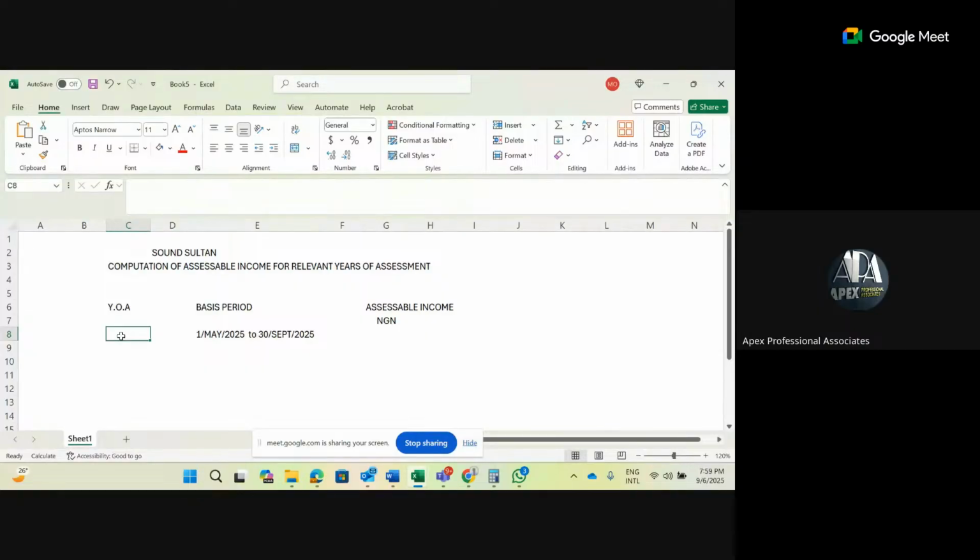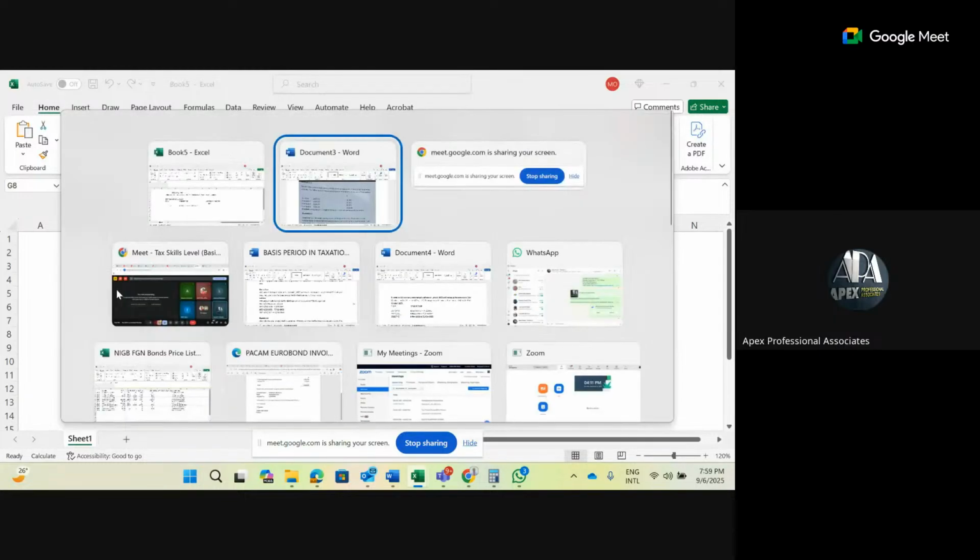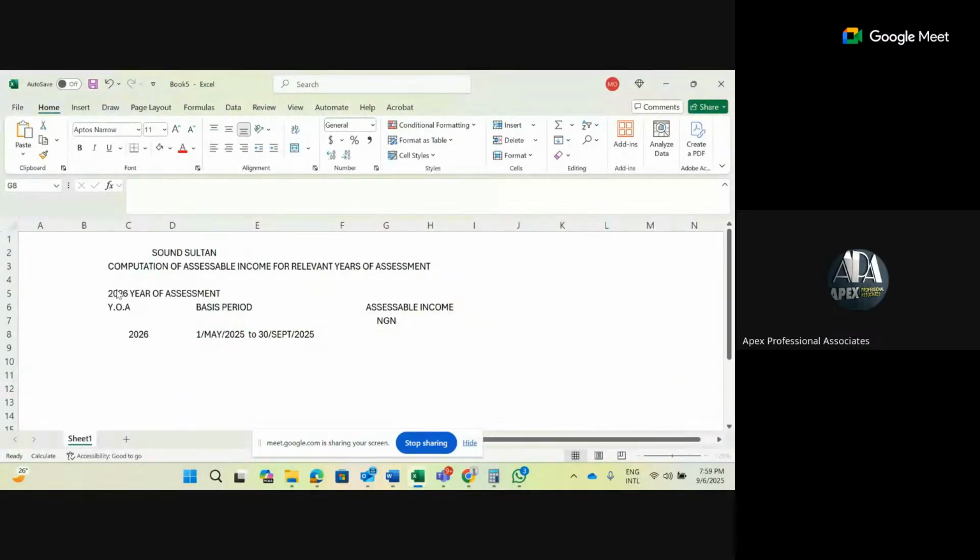What is the year of assessment? Definitely this is going to be 2026. So I'm doing for 2026 year of assessment. What is now the accessible income? The accessible income for 2026 year of assessment is going to be ₦50,000. Then we close this figure.